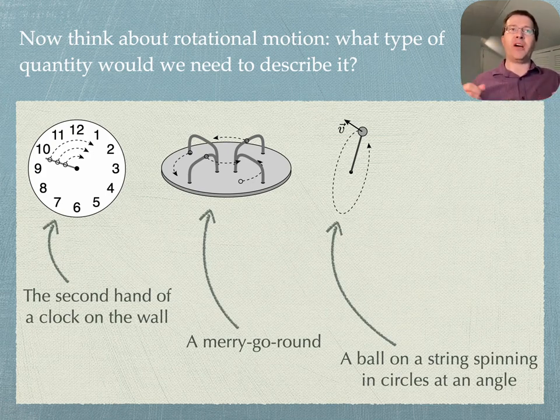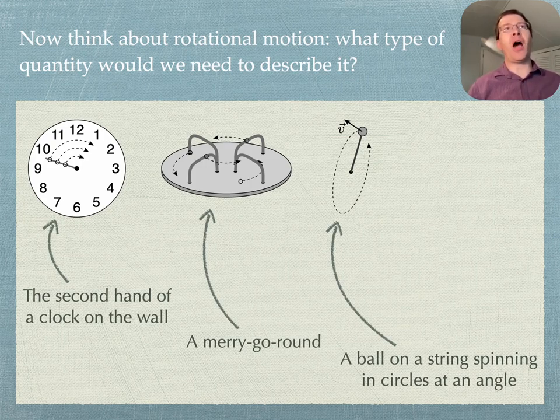I guess I could have done a video of myself or something. It's a mass on a string. The ball is on the end of a string that's just rotating around in circles in the air. And I want to ask, what kind of quantity do you think we could use to describe these? Think about it for a minute.